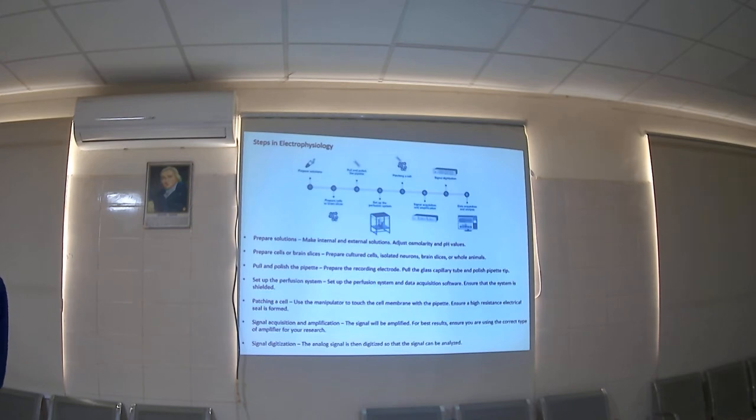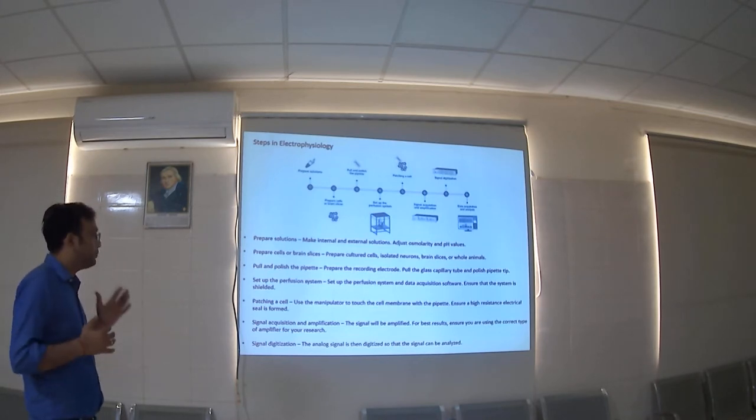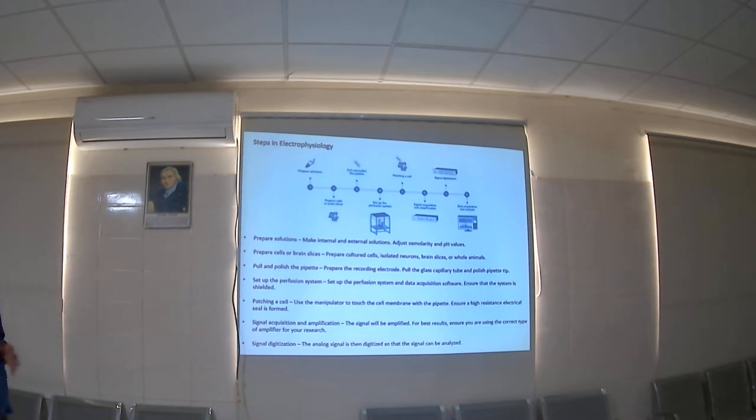If you want to patch a sodium channel and understand what is changing in some condition, for example hypoxia or a certain drug, then we have to make sure the variation doesn't come because we are maintaining the cell in the wrong way or using a wrong solution. So we first make solutions, internal and external solutions, which have proper osmolarity and pH value, okay?